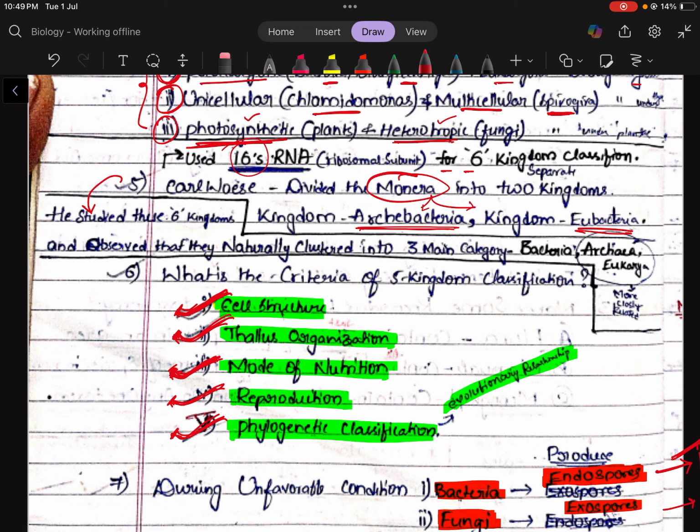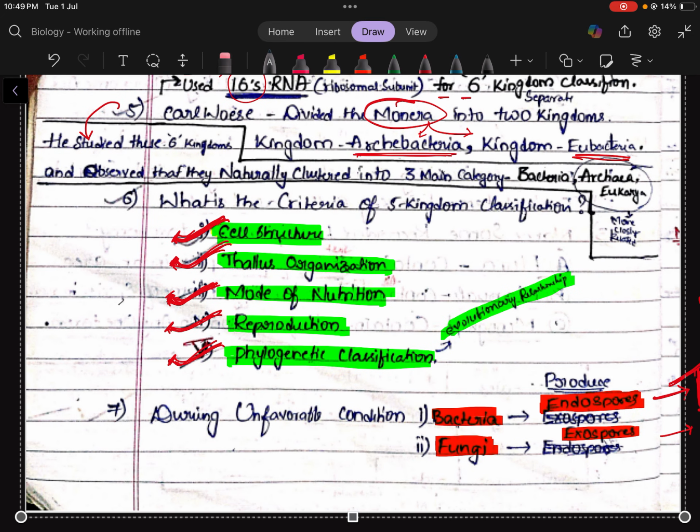Next, Carl Woese studied six kingdoms and observed that they naturally clustered into three main categories, that are bacteria, archaea and eukarya. He divided the organisms into six groups, even though after division he gave three main categories to which these six kingdoms belong. Example, bacteria, archaea and eukarya. And archaea and eukarya are more closely related.